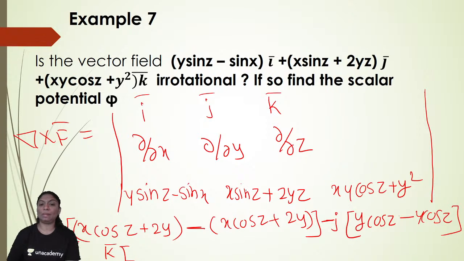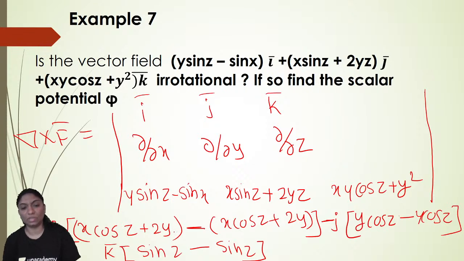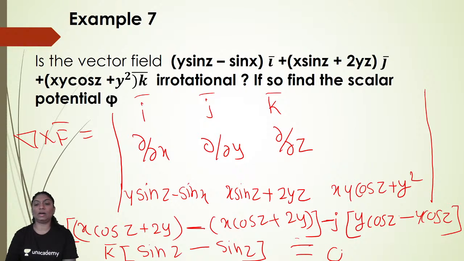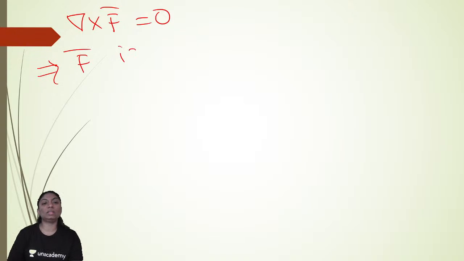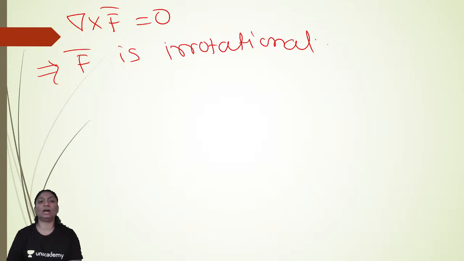k bar into bracket del by del x of F2, which is sin z, minus del by del y of F1, that is sin z. If you see here, x cos z plus 2y minus x cos z plus 2y becomes 0. y cos z minus y cos z is again 0. Sin z minus sin z is equal to 0. So del cross F bar is equal to 0. As del cross F bar is 0, this shows that F bar is irrotational.